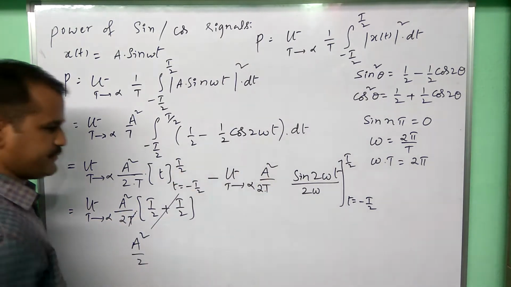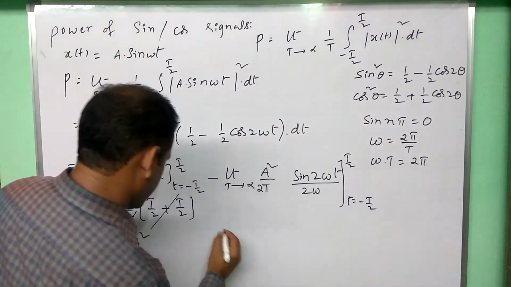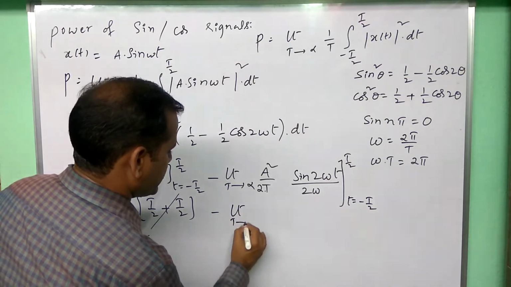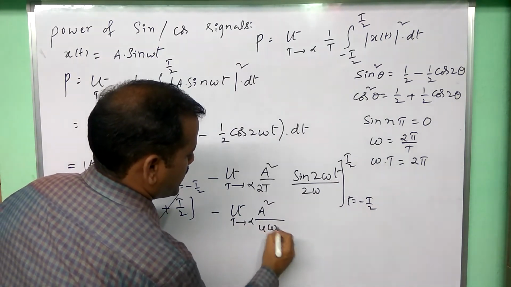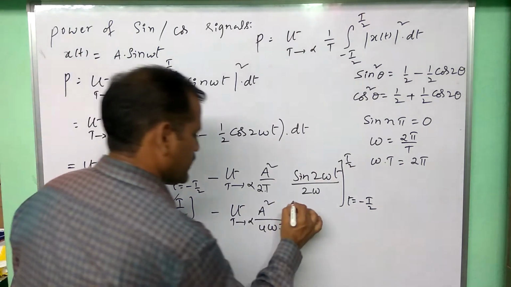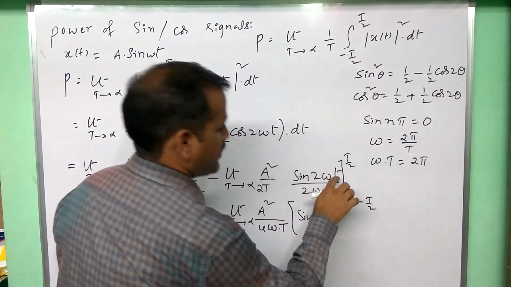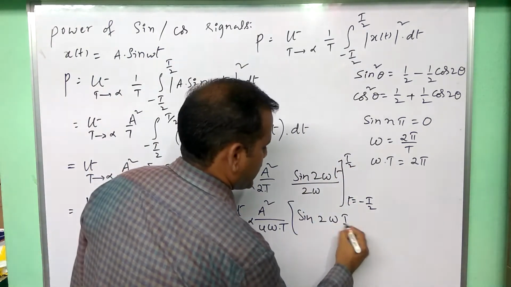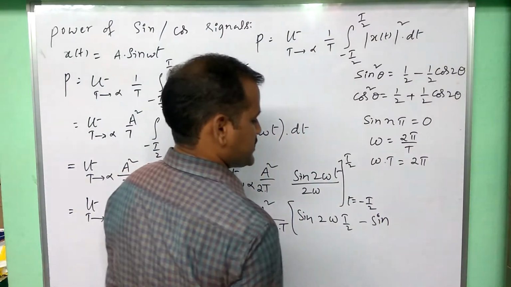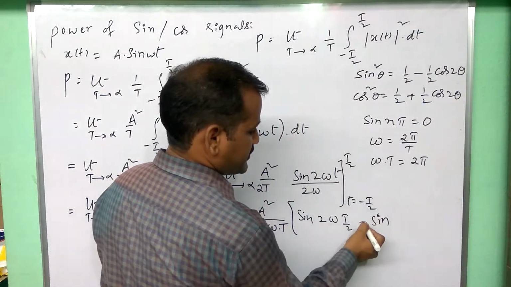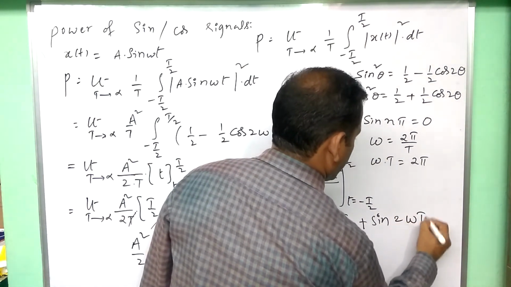Let us see the second term. What is this term? Sin 2 omega t is there. Let us simplify that one also. Limit T tending to infinity, A square by 4 omega T, into sin 2 omega, upper limit it is T by 2, minus lower limit it is minus T by 2. Sin of minus theta is minus sin theta, so I am writing directly plus sin 2 omega T by 2.